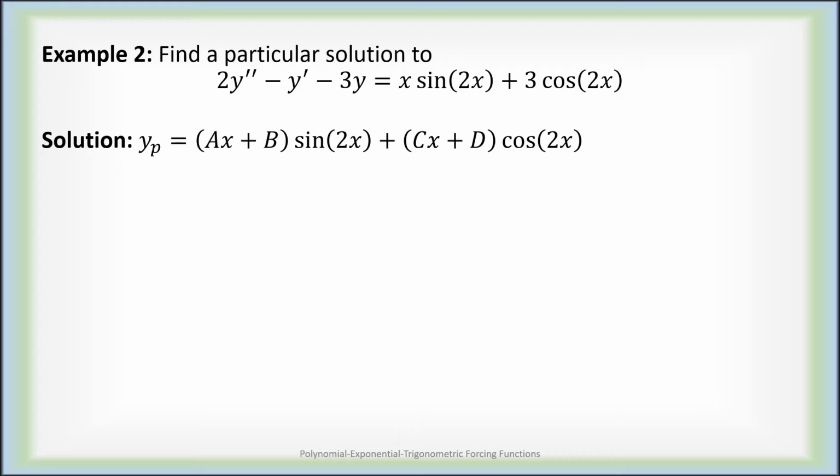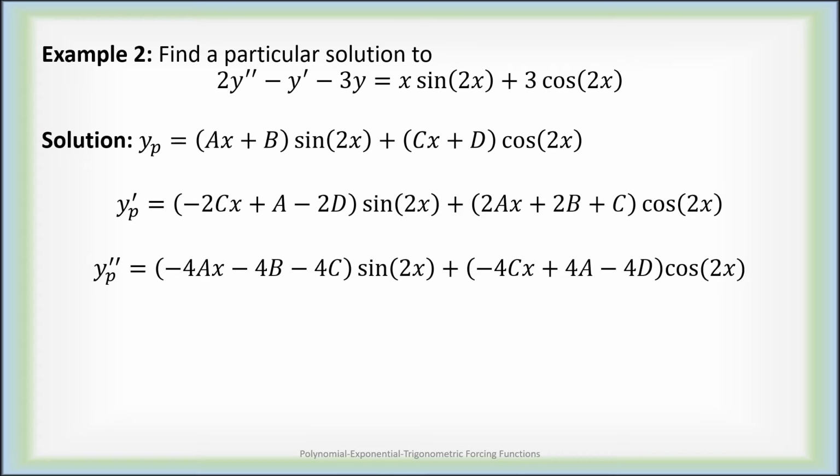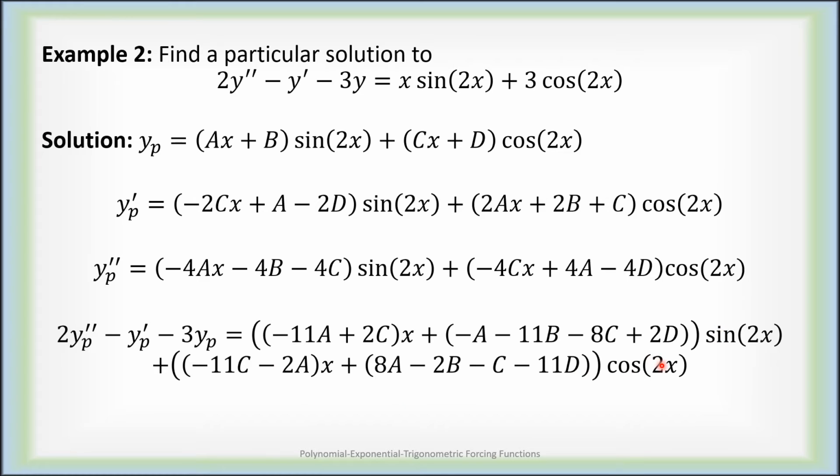So here's our proposed solution. We compute its first derivative. We compute its second derivative. We're rushing through these derivative computations, by the way, because it's presumed that you can do this quickly on your own, and I'm just saving time in the video. But here's the first and second derivative of our proposed solution. I throw it into the differential equation, 2yp double prime minus yp prime minus 3yp. Well, we've got a whole lot of sines and cosines. This is how many sines I have, and this is how many cosines I have. And now all we have to do is compare this to how many sines and cosines we wanted.